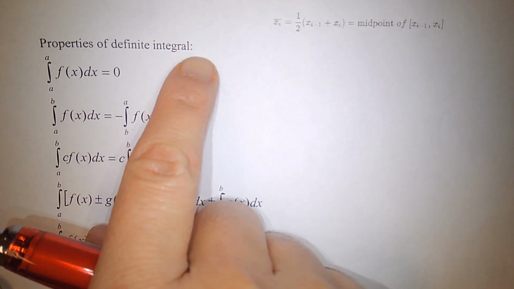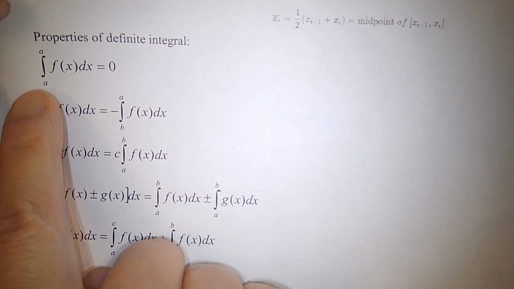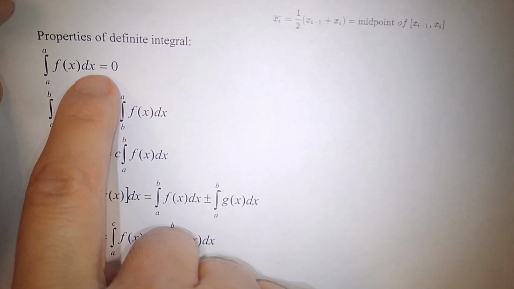Properties of the definite integral. Okay, we're going to understand these properties. The definite integral of f of x dx when x varies from a to a equals 0.